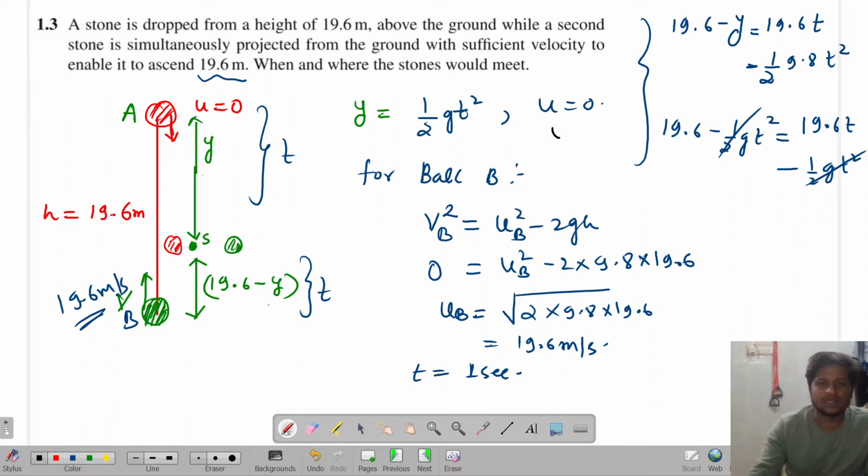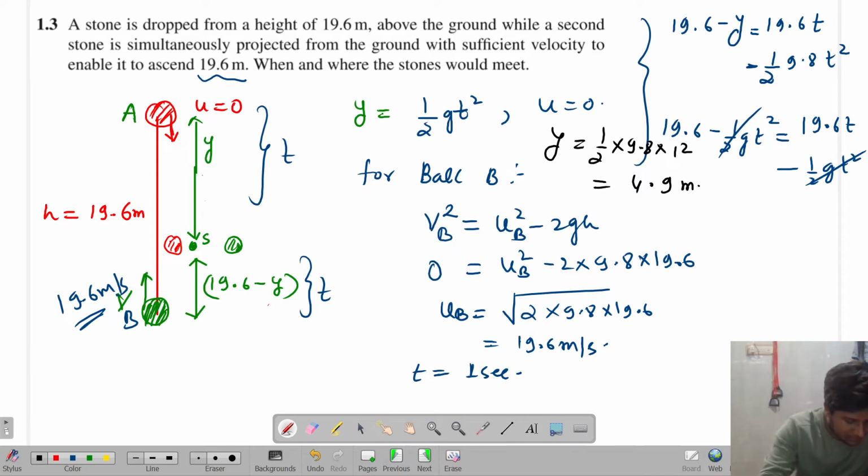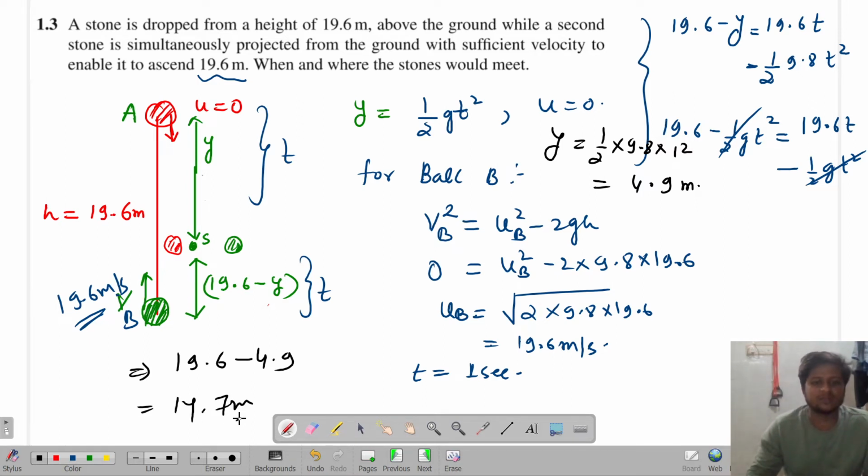So therefore, can you calculate y? y is equal to how much? 1 by 2 into 9.8 into 1 square. So this is going to be equal to how much? 4.9 meters. Yes or no? Wait, okay, for y it is 4.9. From ground, it will be what? From ground, it will be how much? 19.6 minus 4.9. This is going to be equal to, I think, 14.7 meters. Yes or no? Easy. Got it or not? Okay. Easy now? How about this question? Okay, try the next question.